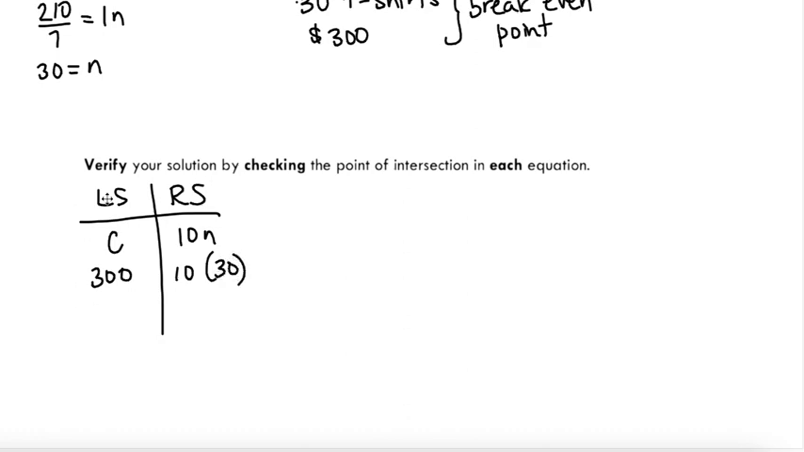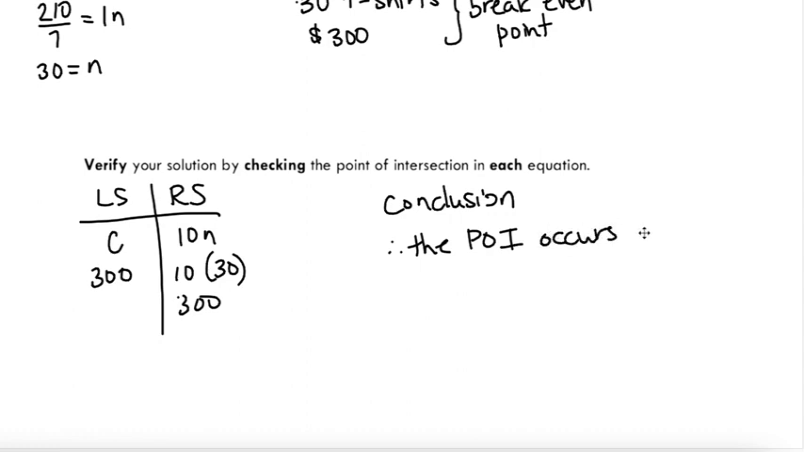We want to see if our left side and right side work. So 10 times 30 is 300. Look at that, it works. So we can do our conclusion. So therefore, the point of intersection occurs at the coordinate 30 and 300.